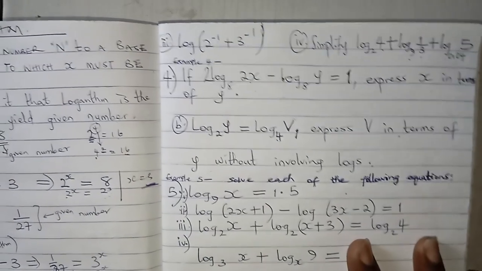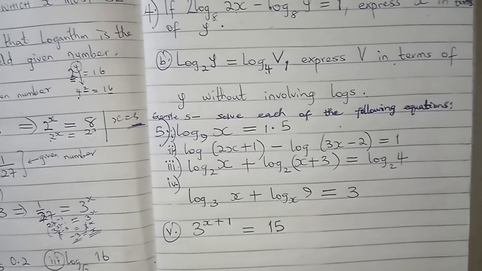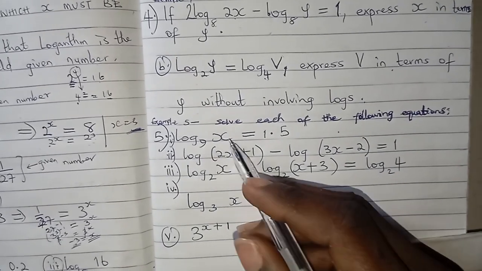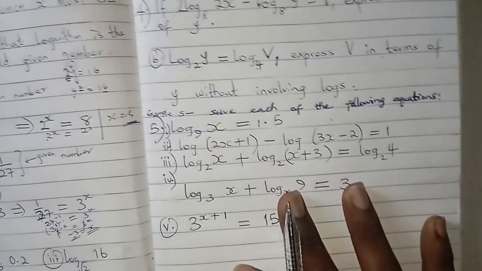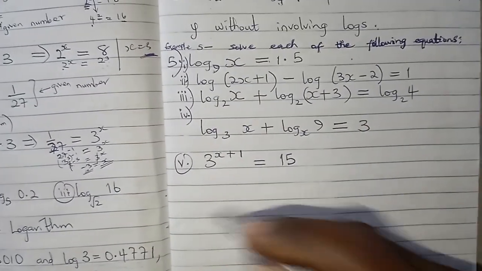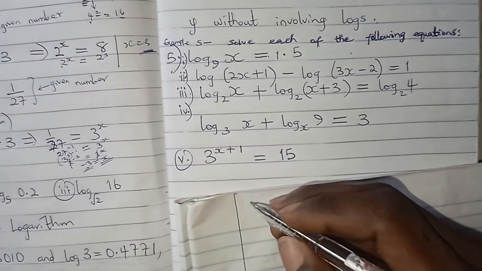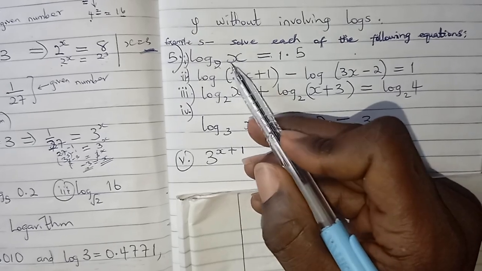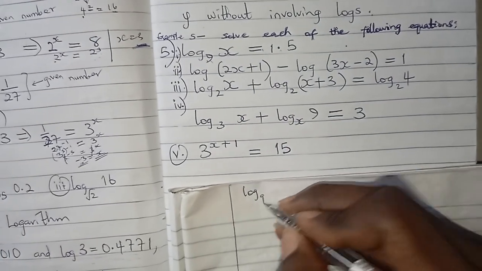Alright, so question 5, they said log x to base 9 is equal to 1.5. I know you know that one. It's simply the same thing as saying, just say this as it is here. They've put 1.5. Sometimes it gets confusing.